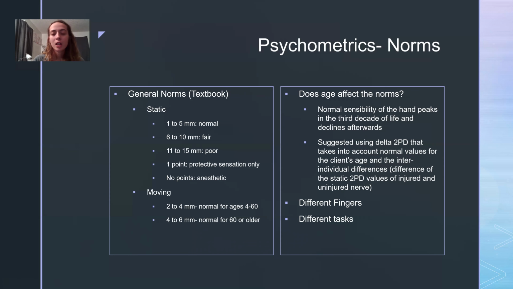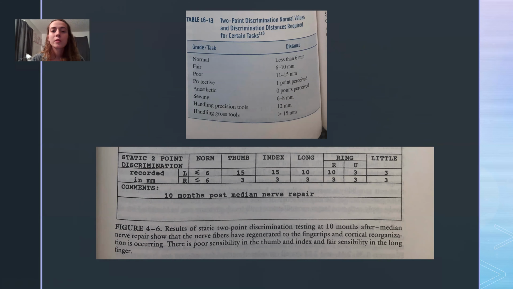And then on the next slide, I'm going to talk about norms for different fingers and different tasks. The top chart is norms for different tasks, and I thought this was very OT. It talks about how for sewing, you need about 6 to 8 millimeters, and for handling gross tools, you need greater than 15 millimeters. So I think this is something to keep in mind as an OT, considering their occupations. And the chart below I thought was interesting because it shows the discrimination for each finger. If you look at the table for the right hand, even though the discrimination was the same for each finger, it is something to be aware of that people could have different norms for each finger.